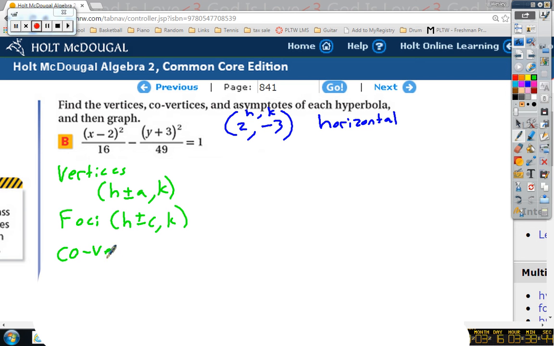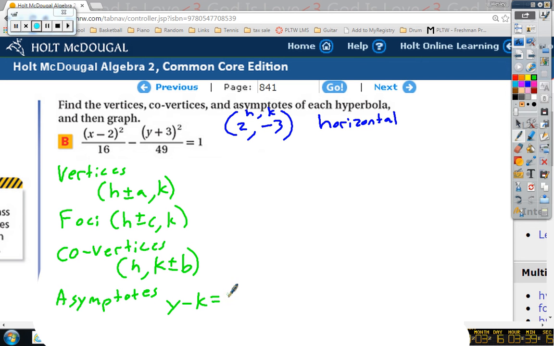And my co-vertices are H, comma K plus or minus B. And then lastly, my asymptotes will be Y minus K equals plus or minus B over A times X minus H. And that's point slope form.